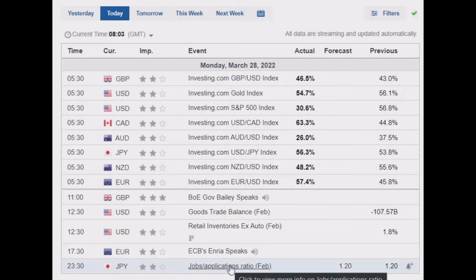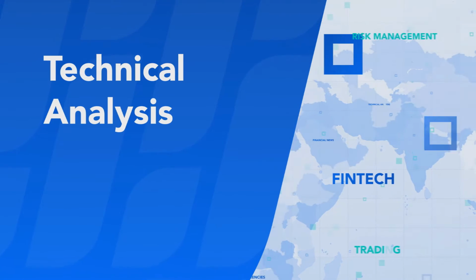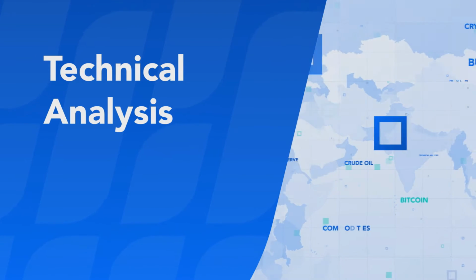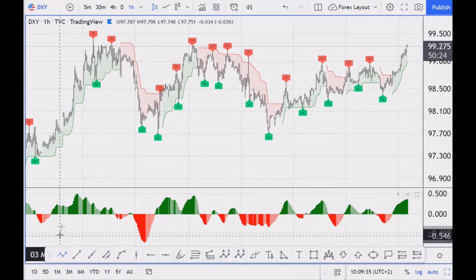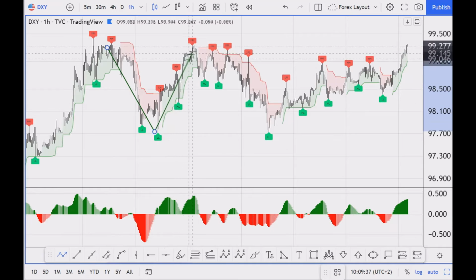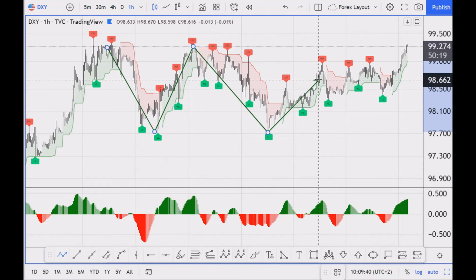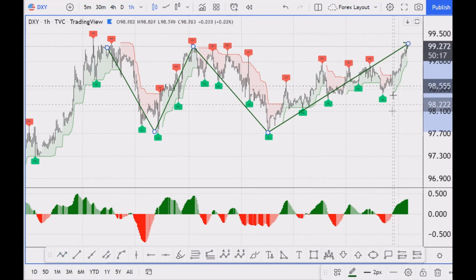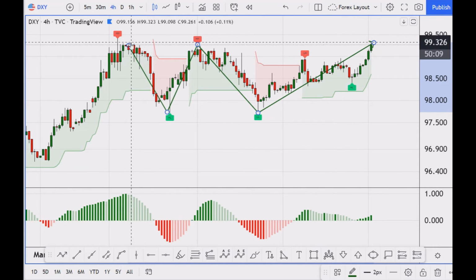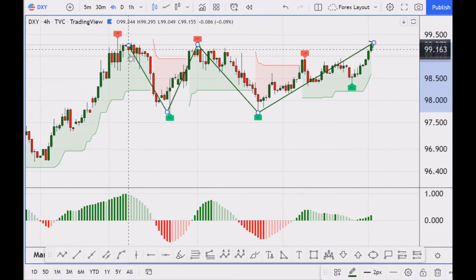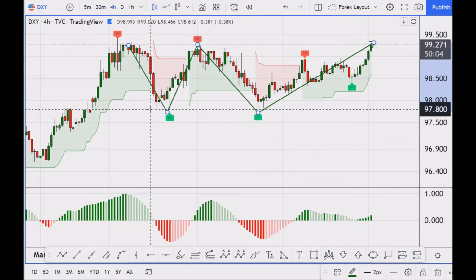However, we will be having a look at the charts. What does the technical analysis tell us? So let's have a quick look at the charts. Let's start with the dollar index on the 1 hour time frame. We can see that the price still consolidates in a sideways move just around the levels of 98.50, the levels that we mentioned in a previous report. We have equal highs and equal lows. So we have created two highs around the same level, 99.30, and two lows around the same level, 97.80.